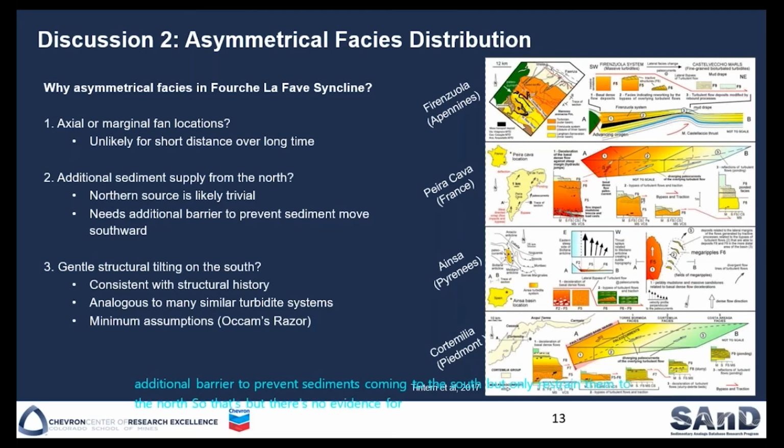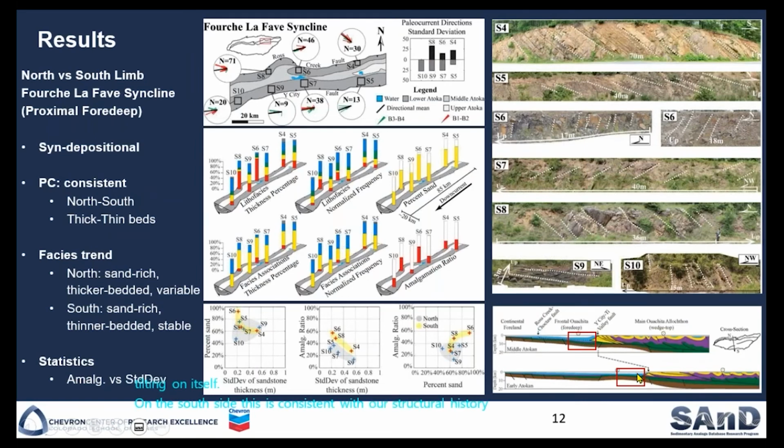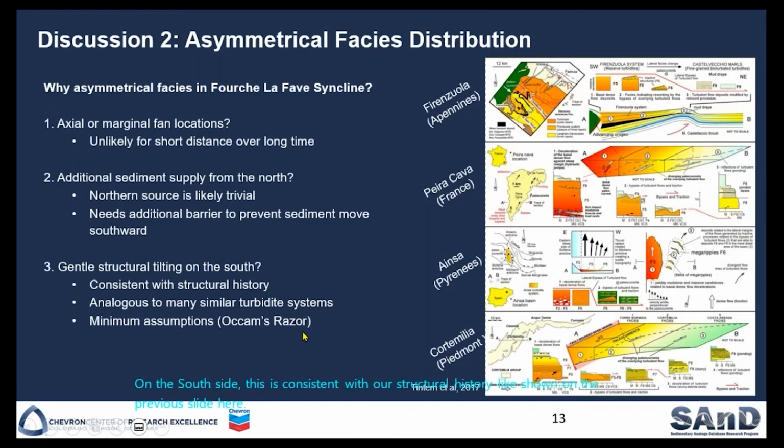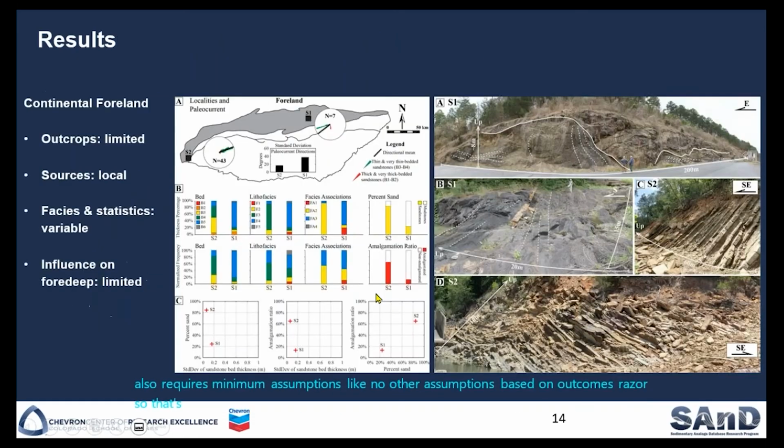And the last one is gentle structural tilting on the south side. This is consistent with our structural history, like shown on the previous slide here. And it's also analogous to many similar turbidite systems documented in Europe. And it also requires minimum assumptions, no other assumptions, based on Occam's razor. So that's our favorite interpretation.